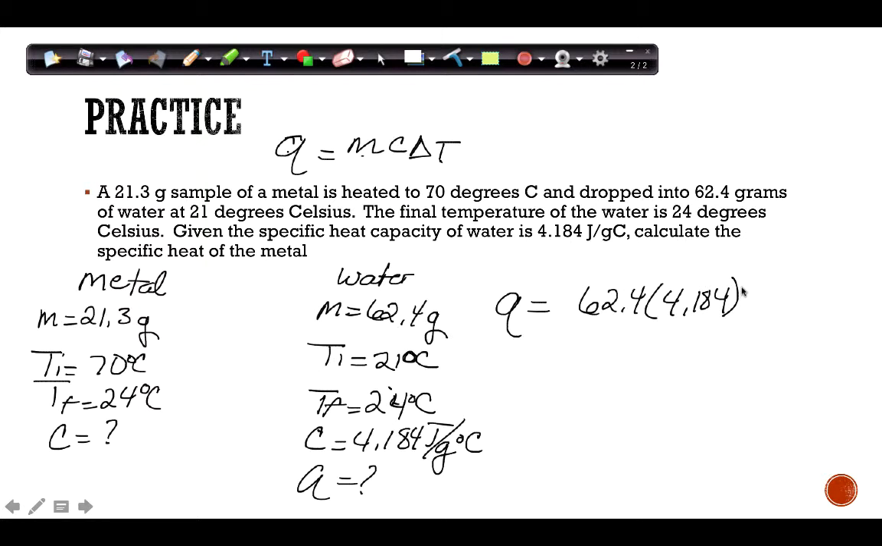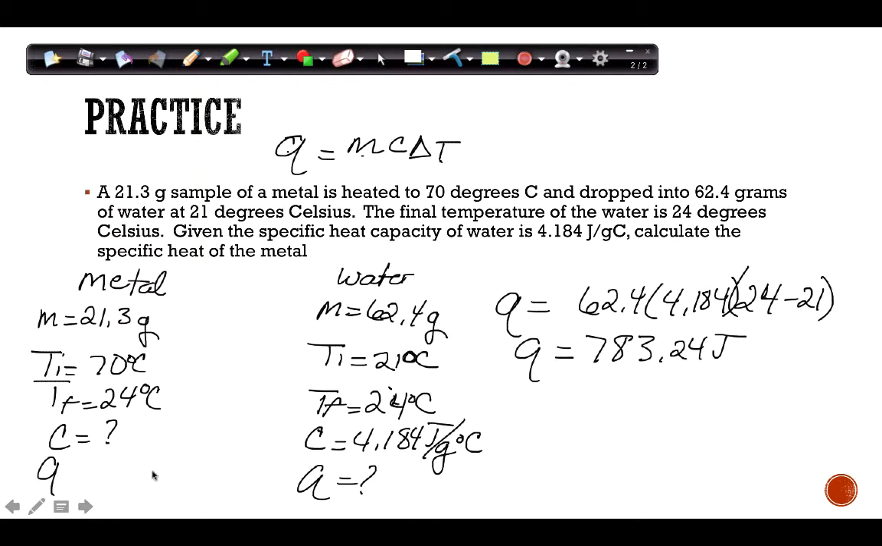Delta T, remember, it's final minus initial, so 24 minus 21, so 3. All right, so if I plug that in and solve, I'm going to get 783.24 joules. All right, so now that I have that, the heat energy gained by the water is equal to the heat energy lost by the metal.